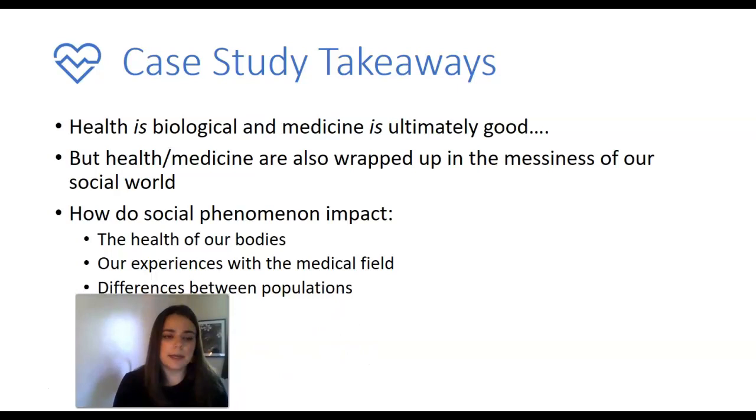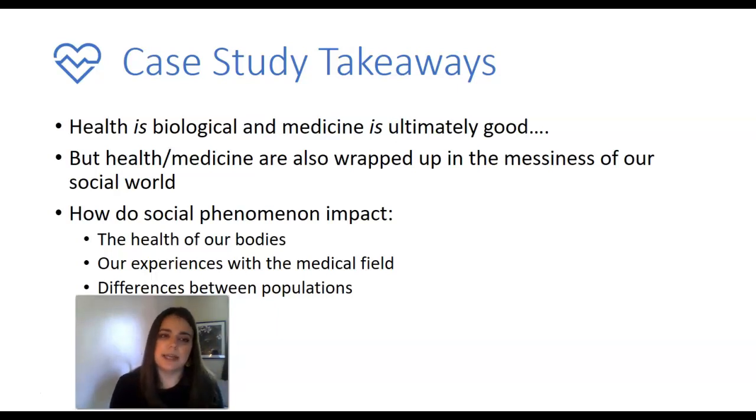Okay, so our big takeaway here before we move into the more nitty-gritty is that, of course, health is biological. It's determined by our bodies, and medicine is ultimately good. I don't want us to forget that modern medicine is a blessing. That is a good thing. But health and medicine are also wrapped up in the messiness of our social world. We can't untangle them, just as we can't untangle social class from lots of other things in our world, okay?